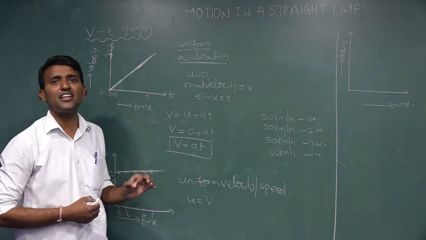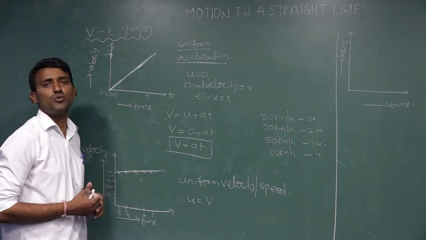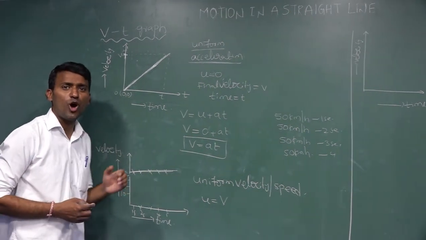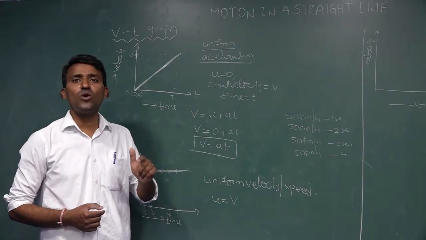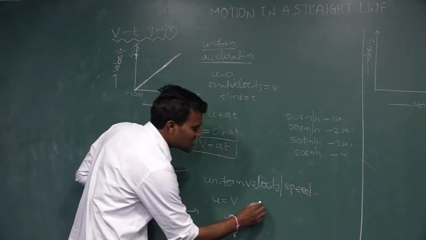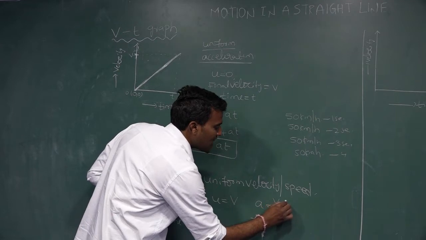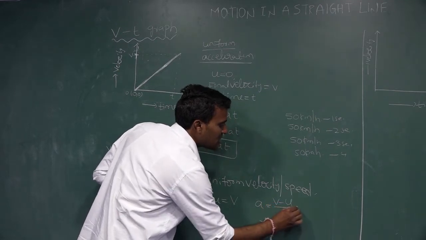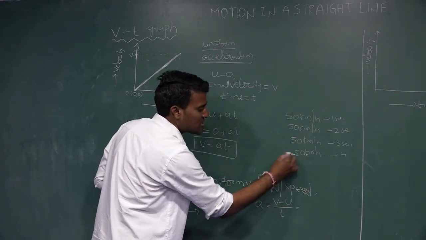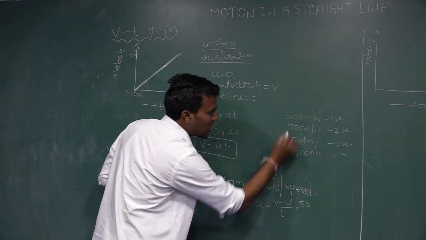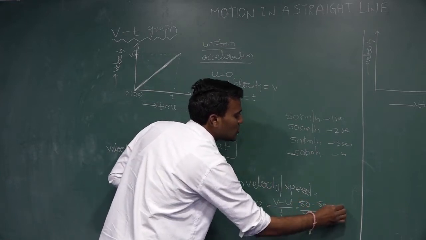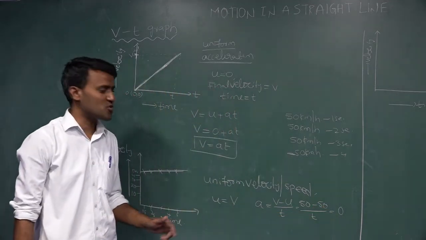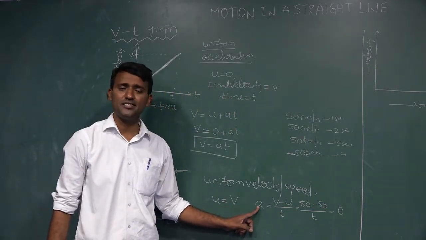What is the acceleration of the object at that moment? Acceleration of the vehicle: when the object maintains uniform velocity, acceleration is equal to 0. What is the acceleration formula? It is (v minus u) divided by t. Here the initial velocity is 50 and the final velocity is 50. So 50 minus 50 is equal to 0, and 0 divided by something is equal to 0. So the acceleration of your vehicle is 0.